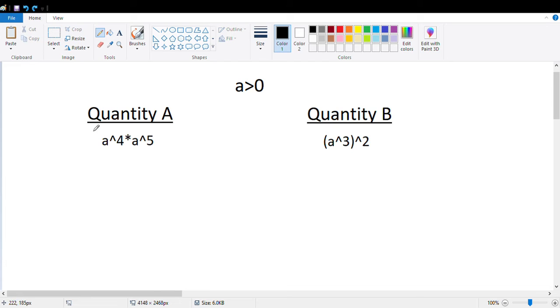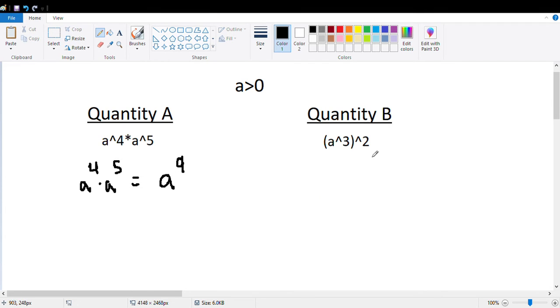In quantity A, we have a to the fourth power times a to the fifth power. So we're going to rewrite it here as a to the fourth power times a to the fifth power. Multiplication rule: whenever you have the same base and you're multiplying, you add the exponents together. So we get a to the ninth power on this side, which is simplified as a to the ninth power.